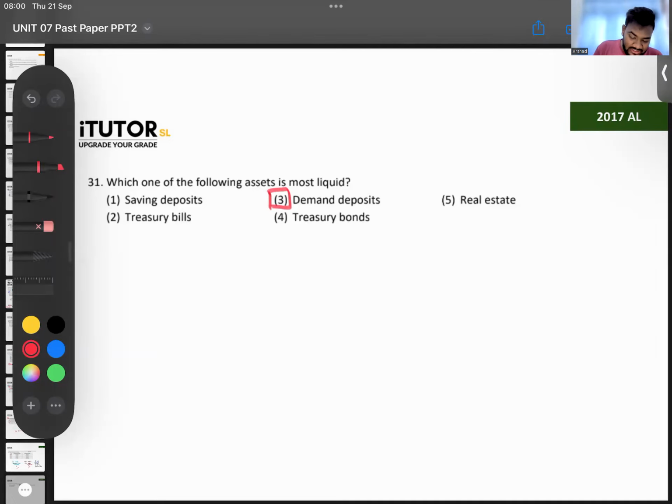So this is the most liquid, number 1. After that, maybe savings deposits. After savings deposits, which might be the most liquid? Maybe treasury bills. After that, treasury bonds. And then finally, you will have real estate. For commercial banks, these are not assets for them. For commercial banks, their most liquid asset will be their reserves.